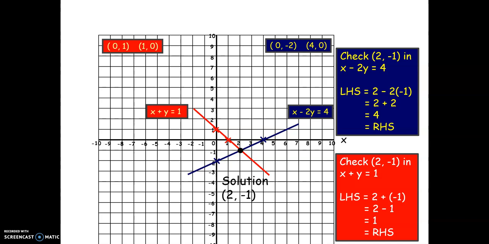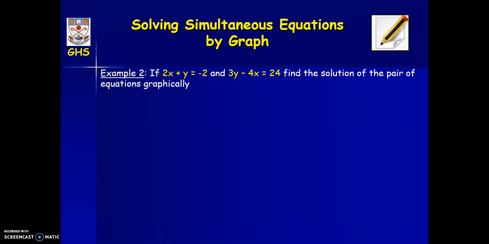Let's look at a second example just to make sure that you're understanding this. So this time, if 2x plus y equals -2 and 3y - 4x equals 24, find the solution of the pair of equations graphically. So just notice that that has been worded in a slightly different way, but it means exactly the same thing. So we take the first line, 2x plus y equals -2.